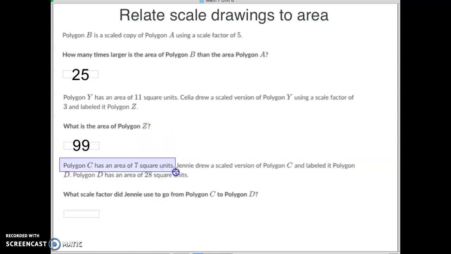Polygon C has an area of 7 units, okay? And then they draw a new polygon that has an area of 28. So the area went from 7 to 28, meaning it was 4 times bigger. Well, it's 4 times bigger because it got bigger in one direction and then the other direction. So what times itself equals 4, which is how many times bigger it got? That'd be 2. That means your scale factor is 2.